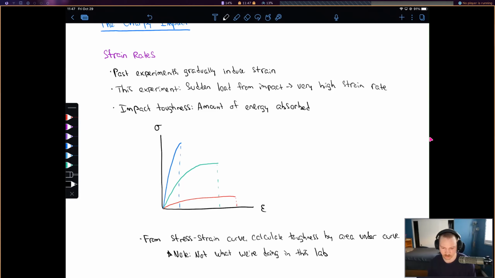So here we have three different materials. The blue material here is really strong. It can handle quite a lot of stress, but it doesn't deform very much, so it's not very ductile. So we have a strong, kind of brittle material here. And if you calculate that area under the curve, it's not very large, so that implies this blue material has a very small toughness, or very little toughness.